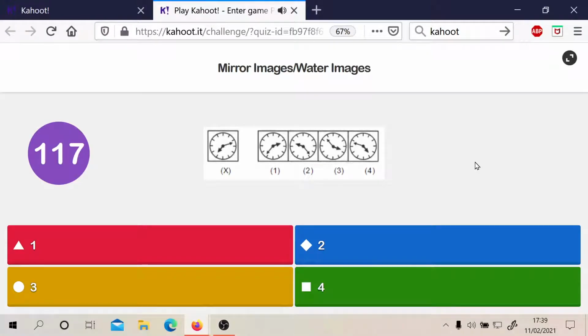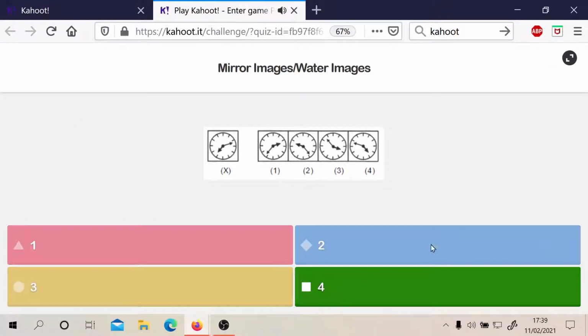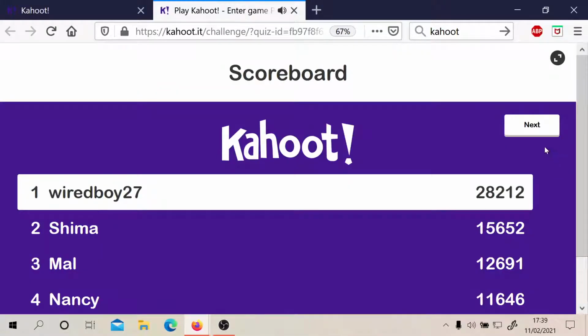All right, so we've got 235. Actually, that's no use, right, to do that. The mirror of that is number 4. That's pretty straightforward.